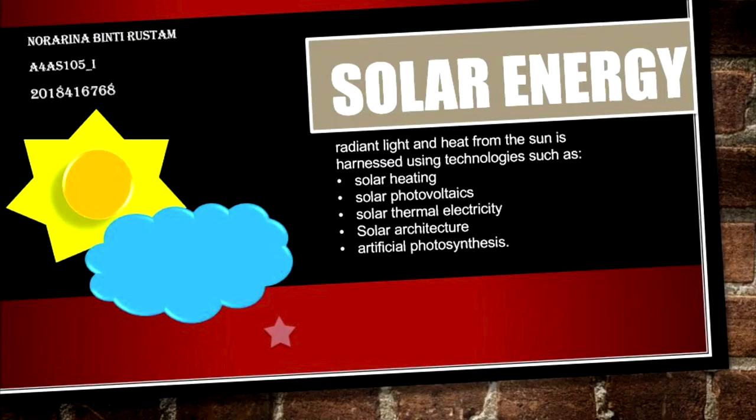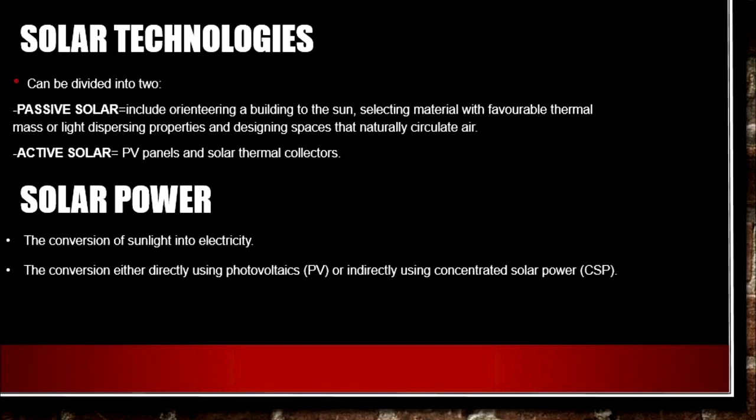Solar energy. Radiant light and heat from the sun is harnessed using technologies such as solar heating, solar photovoltaic, solar thermal electricity, solar architecture, and artificial photosynthesis. Solar technologies can be divided into two. First is passive solar, which includes orienting a building to the sun, selecting material with favorable thermal mass or light dispersing properties, and designing spaces that naturally circulate air. And second, active solar, which is PV panels and solar thermal collectors.